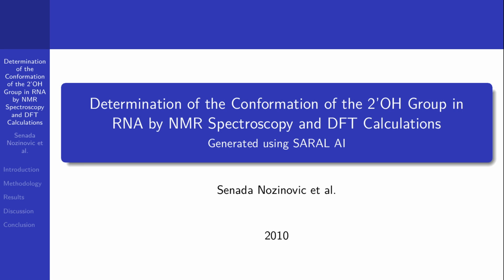Welcome to this presentation on determination of the conformation of the 2OH group in RNA by NMR spectroscopy and DFT calculations. This research was conducted by Senada Nozinovic et al. and published in 2010. Today, we'll explore the key findings and contributions of this important work. Let's begin by understanding the problem this research addresses.